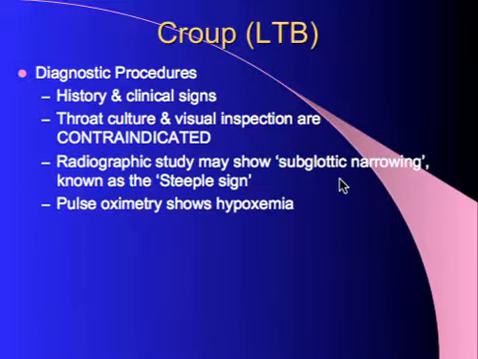Diagnostic procedures are done by history and clinical signs. Throat culture and visual inspection are contraindicated, as it may cause the child to have an airway obstruction. Radiographic studies may show a subglottic narrowing, which is known as the steeple sign, and pulse oximetry will show hypoxemia.